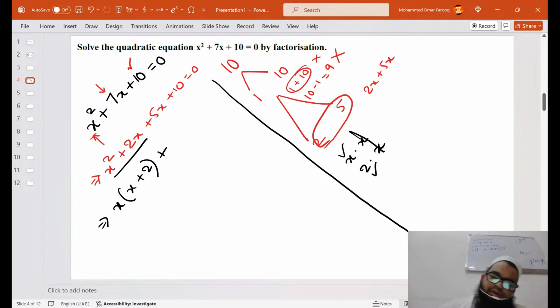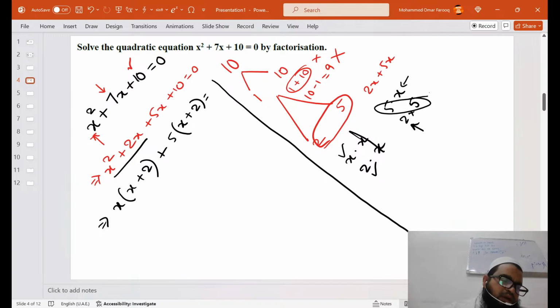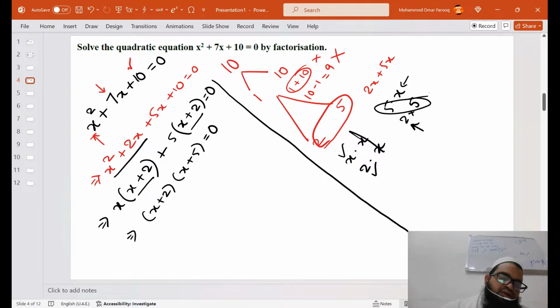Now in the same way, let us take 5x plus 10. How can you write it as 2 into 5? Okay, which is common over here? 5. So when I take 5 common, what is left out? x plus 2 is equal to 0. So therefore that implies what is common over here? x plus 2 multiplied by x plus 5 is equal to 0.